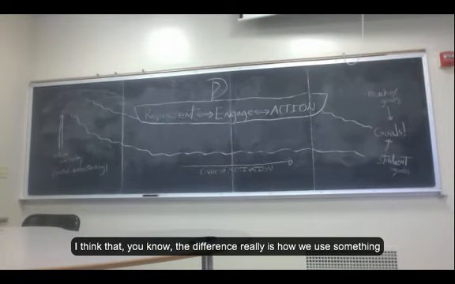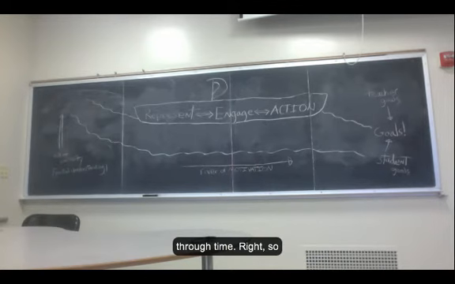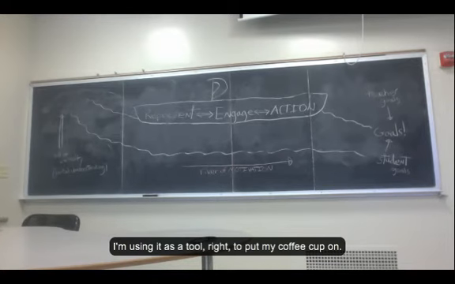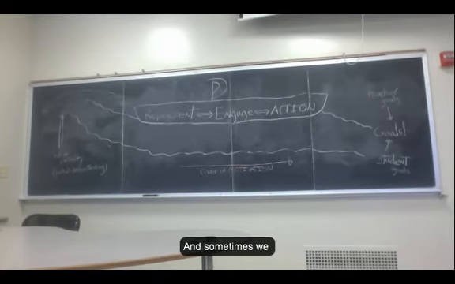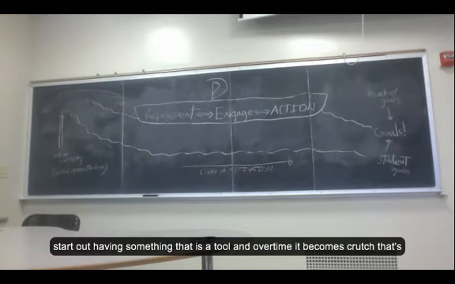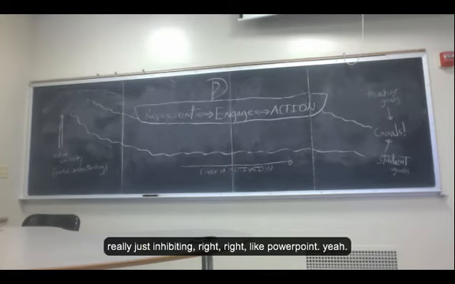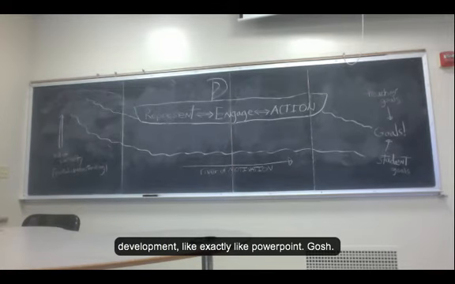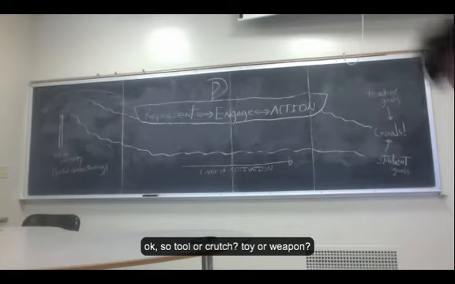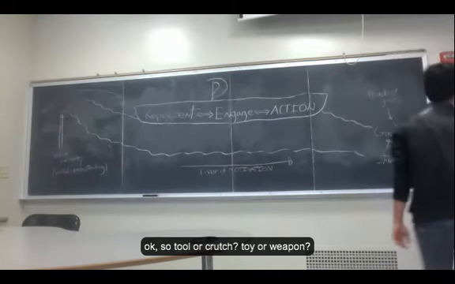I think the difference really is how we use something through time, right? So I'm using it as a tool, right, to put my coffee cup on. And sometimes we start out having something that is a tool, and over time it becomes a crutch. It's really just inhibiting, right? Right, like PowerPoint. Exactly like PowerPoint. Gosh. And, okay, so tool or crutch, toy or weapon.